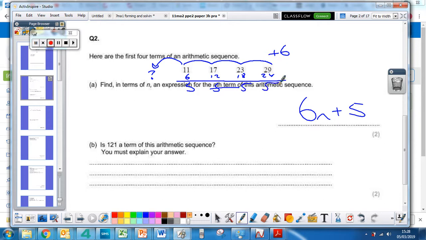Depends which method you prefer. 6n is for all of us, but it's then a question of whether you look at the 0th term to find the 5, or do you subtract the 6 times tables to get the 5?